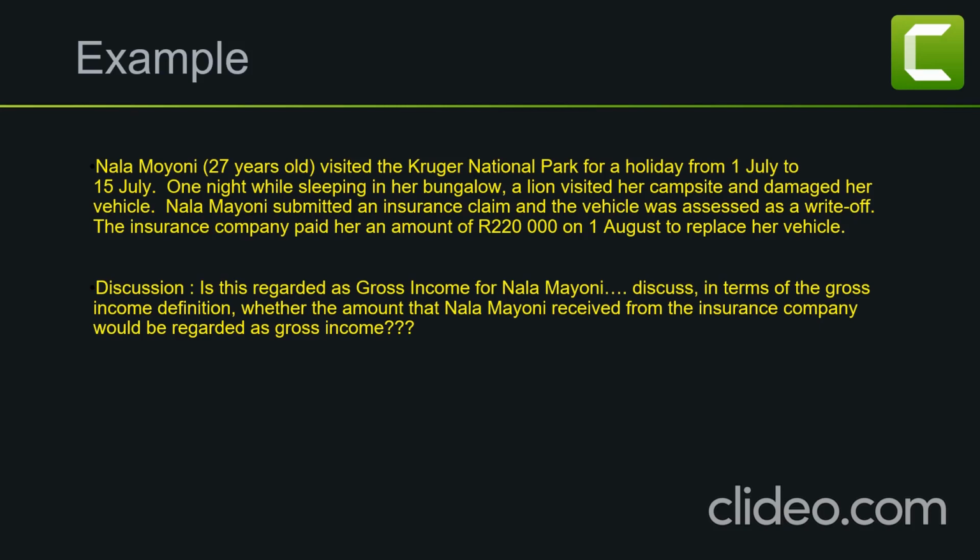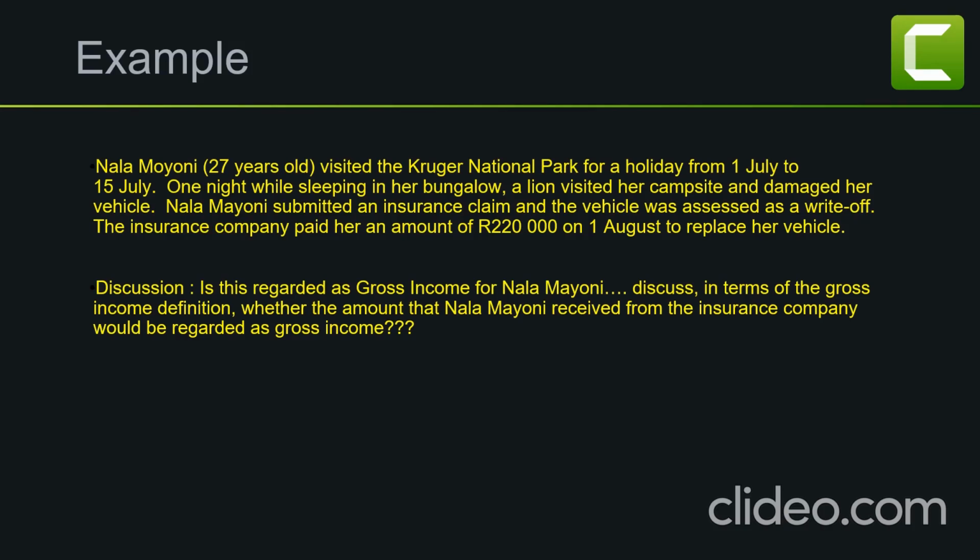So I want you to think about this. Let's quickly go through it. Nala, 27 years old, visited Kruger Park in July, so it's in the year of assessment. She had some damage done to a vehicle. Question: is the vehicle capital or revenue in nature? Let's continue. She submitted an insurance claim during the year of assessment. There was an amount received by her. Yes, there's a rand value, 220,000. When was it received? In August, in the year of assessment, to replace a vehicle.